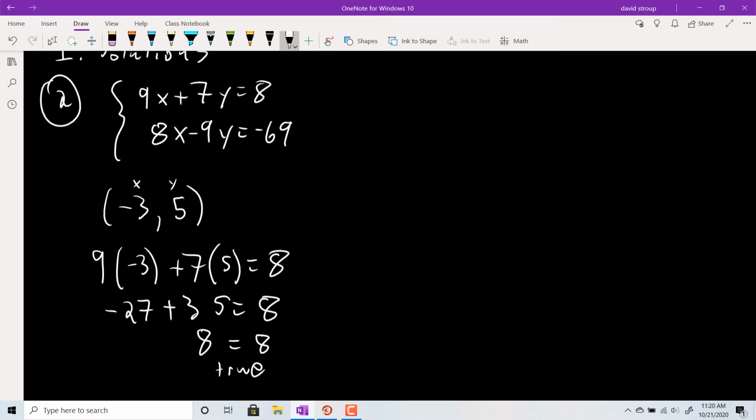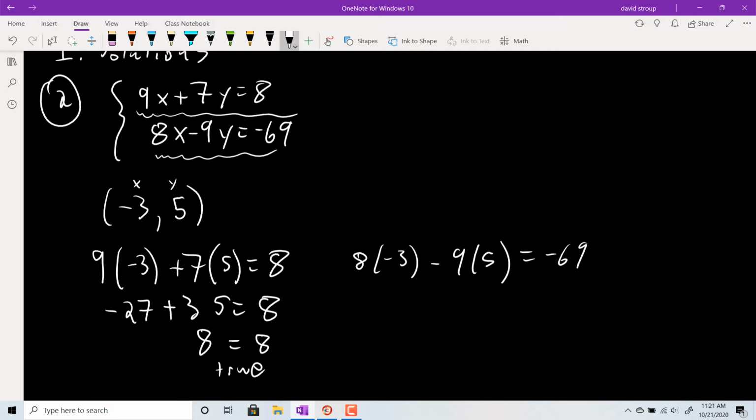So I did this one first. Now I'm going to do this equation. So I'll have 8 times negative 3 minus 9 times 5 equals negative 69. This is negative 24 minus 45 equals negative 69. Negative 69 equals negative 69. That's true. So this thing is a solution.